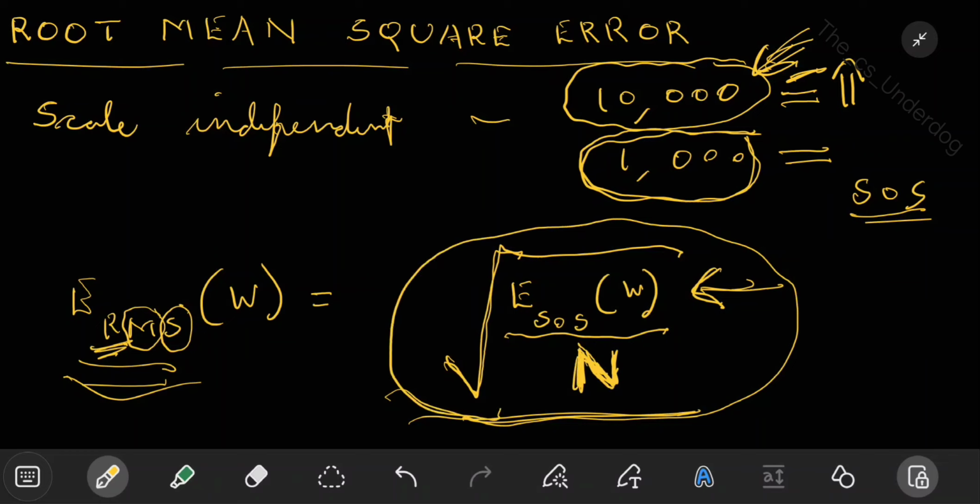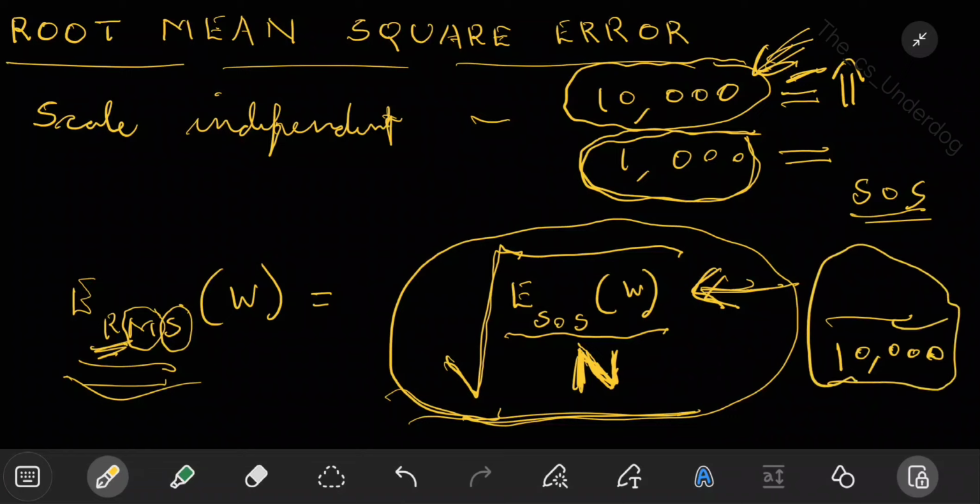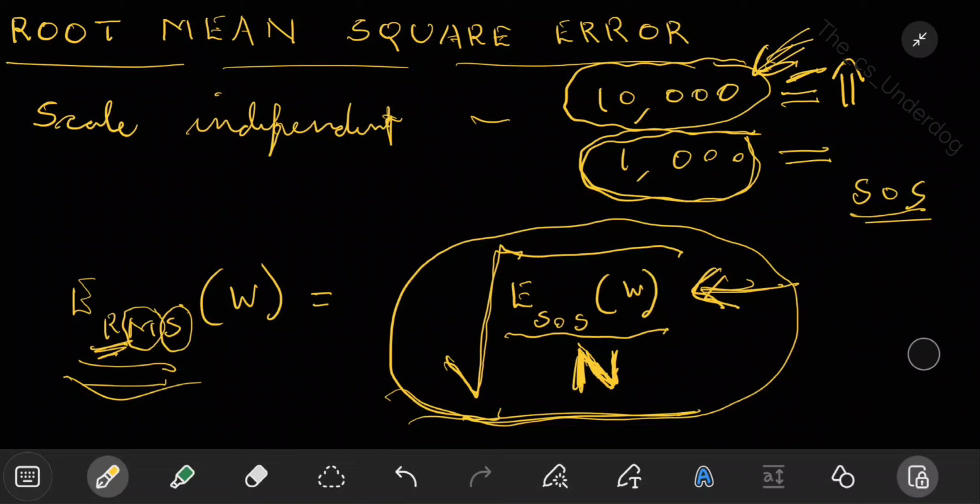Here you are anyway dividing by the total number of data points. So you will take this sum of squares error and divide it by 10,000 in the first case, which means it is scale independent. Irrespective of the number of data points, you will be able to easily compare between different data sets which have varying numbers of data points. This is the first advantage. Now you understood, right? Practically, if you want to compare data sets on the same model where the data sets have different amounts of data, this will be a good measure.